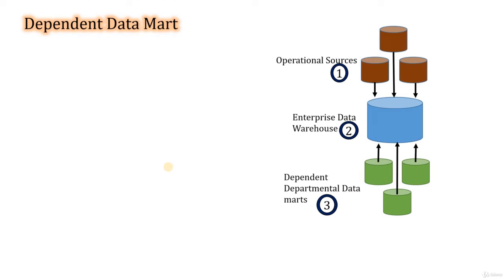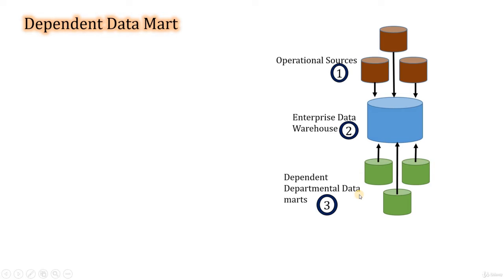As you can see here in the picture, a dependent data mart allows you to unite your organization's data into one data warehouse. This gives you the usual advantages of the centralized data warehouse system. As you can see in this picture, all the operational data is fed into the enterprise data warehouse system, and from there the departmental level data is fed into individual data marts. This is the operational data sources, this is the enterprise data warehouse, and these are the dependent departmental data warehouses.